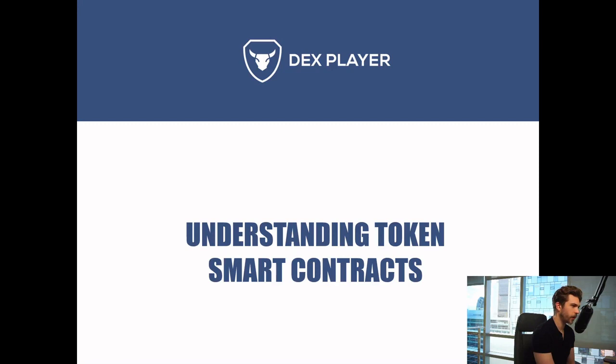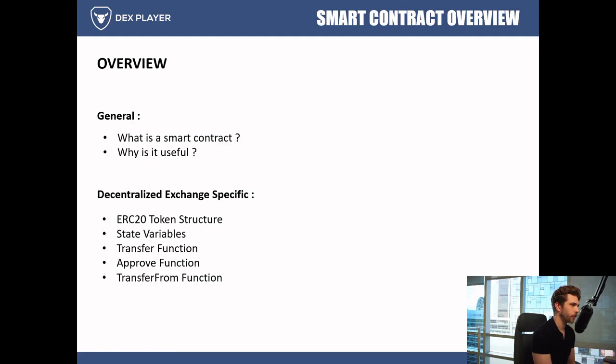Okay, so here we are, and let's get right into it. First of all, I'm just going to show you the overview here. First of all, I'm going to speak more generally about what a smart contract is and why it is useful. After that, I'm going to go over the specifics of smart contracts when they are applied to decentralized exchanges. I'll go over the ERC20 token structure, the state variables, the transfer function, the approve function, and the TransferFrom function.